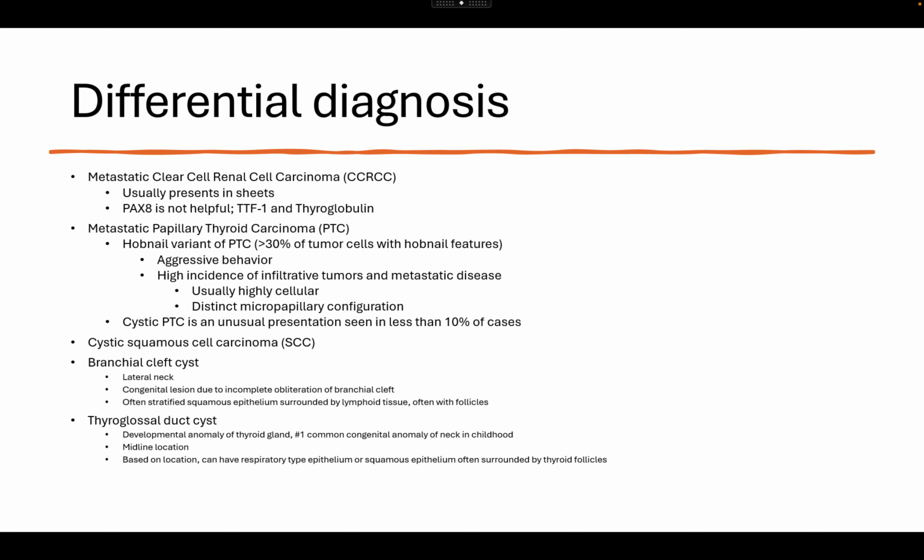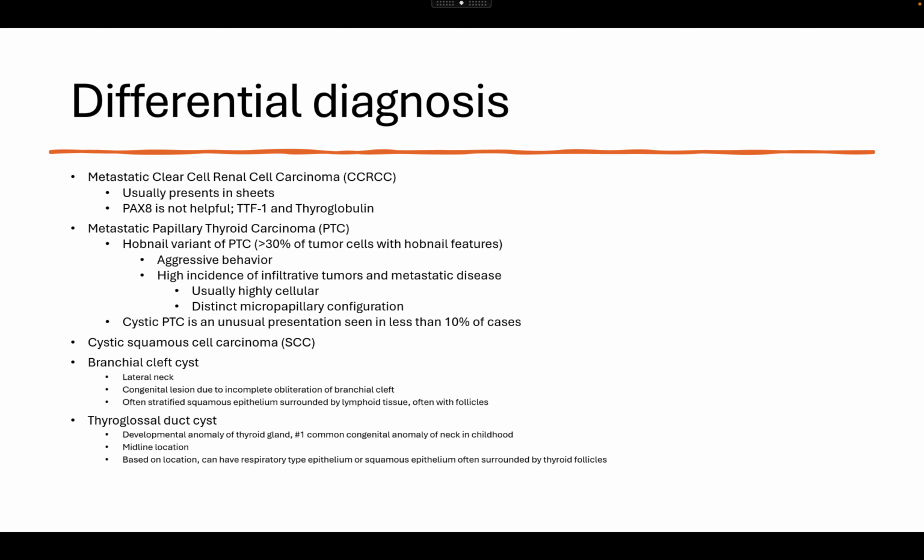So your differential diagnosis was a metastatic clear cell renal cell carcinoma. Usually presents in sheets. PAX8 is not helpful because that will stain your thyroid lesions. So a TTF1 and thyroglobulin can be helpful in distinguishing these two entities. Metastatic PTC, the hobnail variant of PTC, where greater than 30% of tumor cells would have these hobnail features. It has aggressive behavior, high incidence of infiltrative tumors and metastatic disease, usually highly cellular and distinct micropapillary configuration.